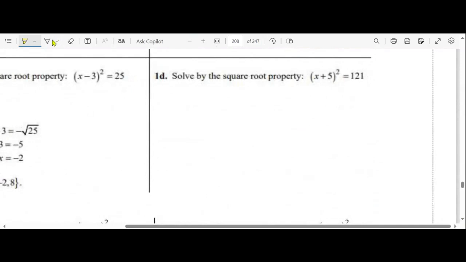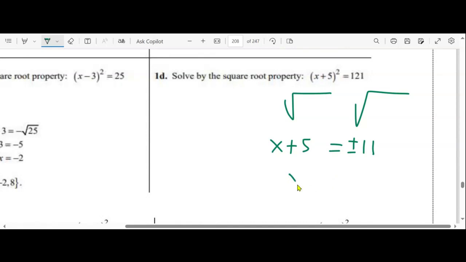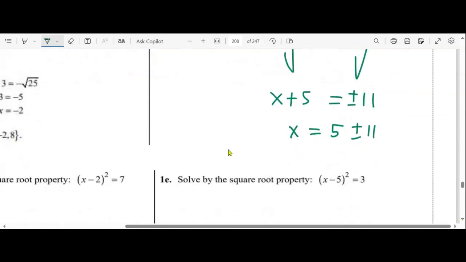Yalla, this one. What should I do here? Take the square root for both sides. So what do you get? x plus 5 equals plus or minus 11. So that gives you two answers. One is 6 and one is 16. So you have two solutions. So your answer is 6 or 16. Easy as it now.